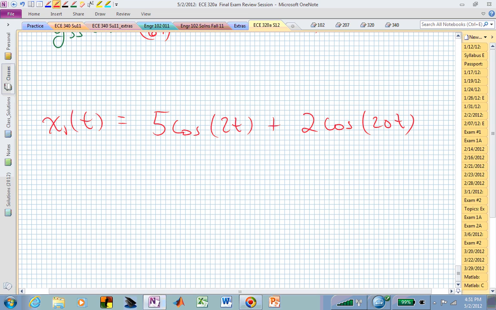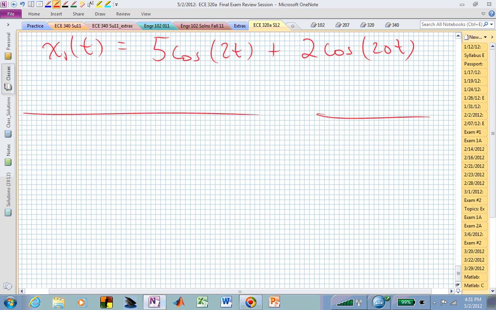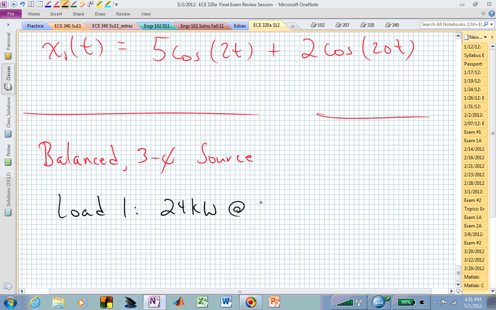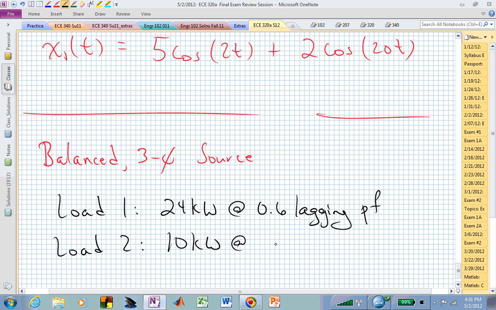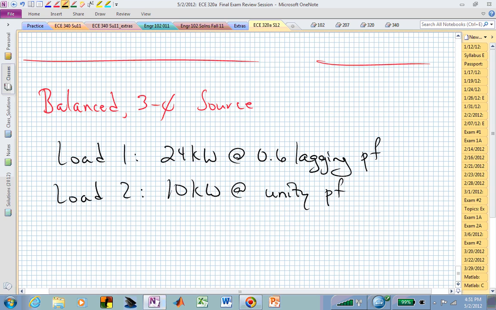What if I said, I have a balanced 3-phase source that's supplying 3 different loads. Load 1 is 24 kilowatts at 0.6 lagging power factor. Load 2 is 10 kilowatts at unity power factor. And load 3 is 12 kVA at 0.8 leading power factor.